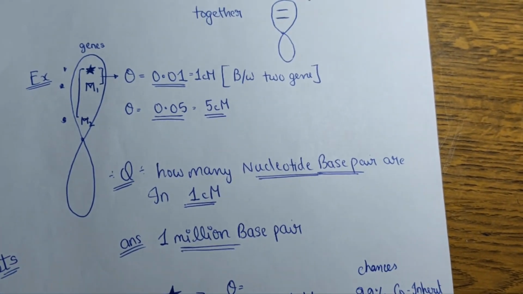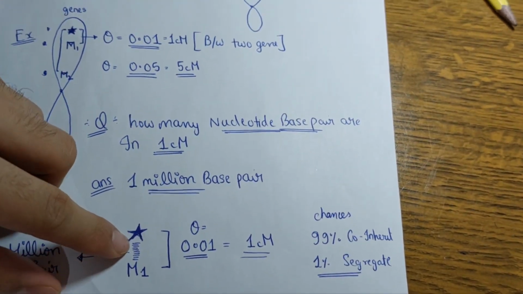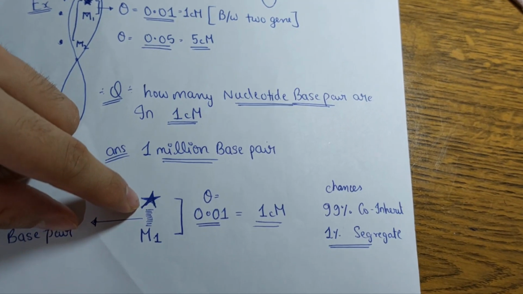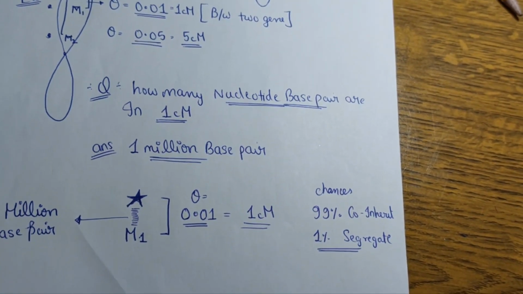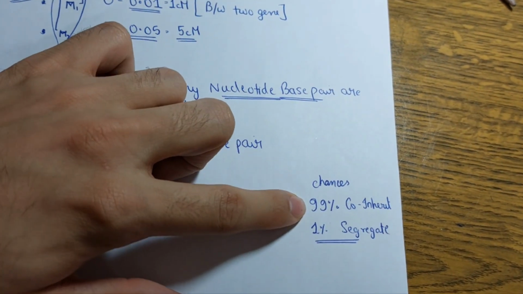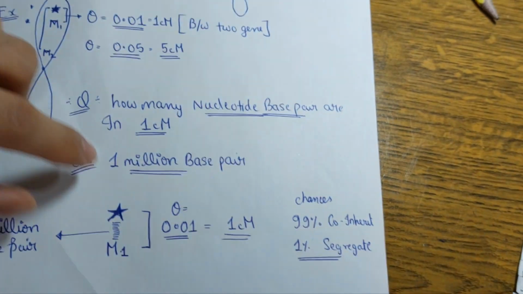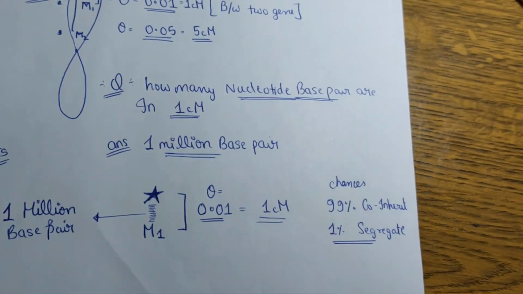Now a question is, how many nucleotide base pairs are there in 1 centimorgan? So in 1 centimorgan there are 1 million base pairs. There are 1 million base pairs in 1 centimorgan, and 1 centimorgan indicates that there is 99% chance of co-inheritance of these two particular alleles and 1% chance of segregation of these particular alleles.